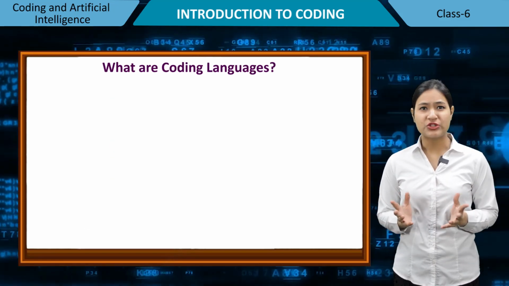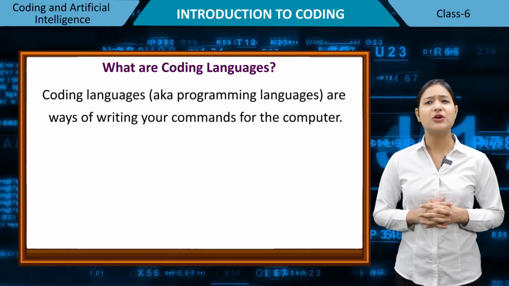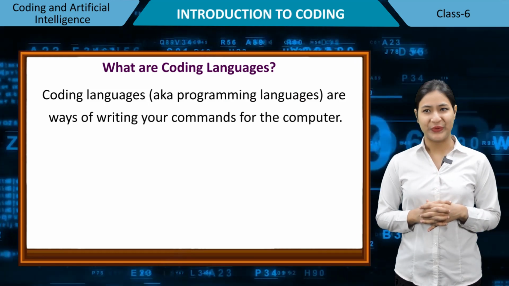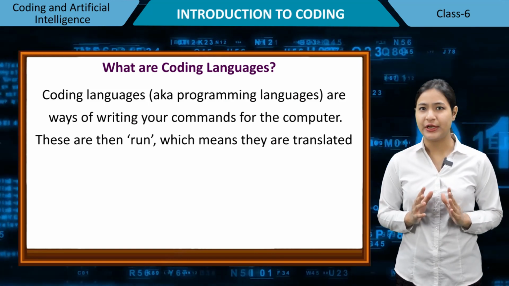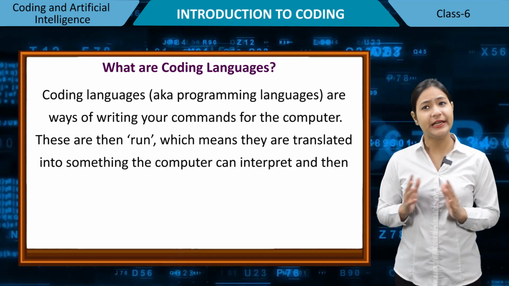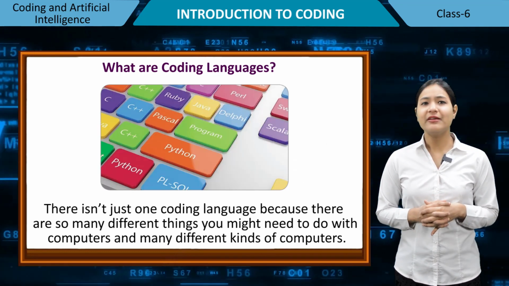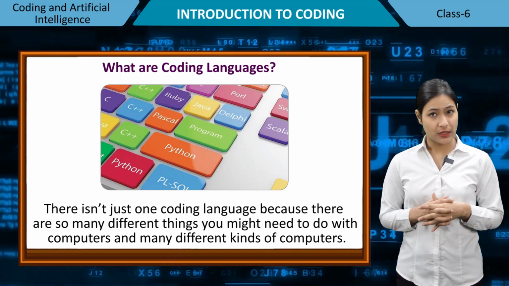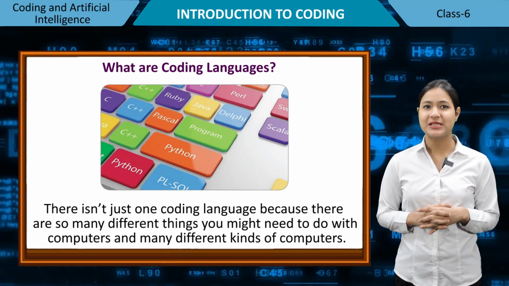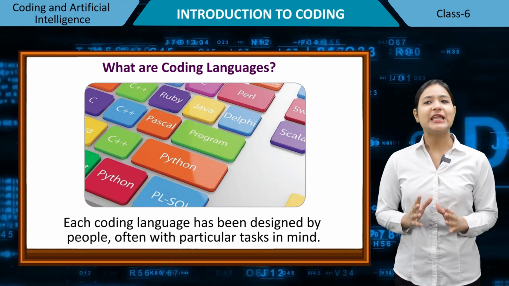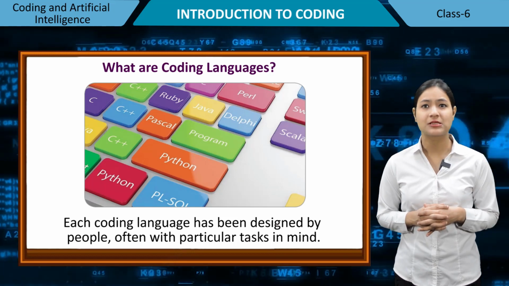What are coding languages? Coding languages, aka programming languages, are ways of writing your commands for the computer. These are then run, which means they are translated into something the computer can interpret, and then the computer tries to do these commands. There is not just one coding language because there are so many different things you might need to do with computers and many different kinds of computers. Each coding language has been designed by people, often with particular tasks in mind.